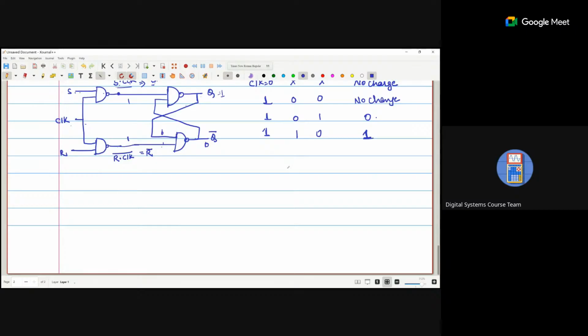And when clock is 1 and both are 1, we are saying it is invalid. So we are not mentioning this condition because it is an invalid condition. Similar to the K-map, there is a don't care condition, so that don't care condition is this.